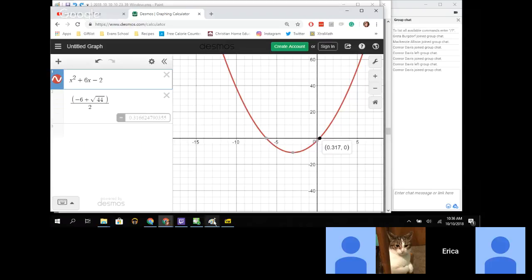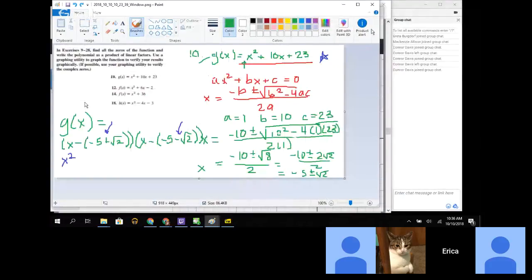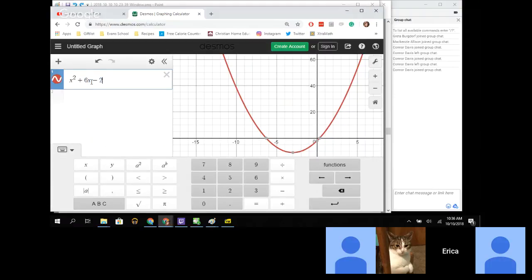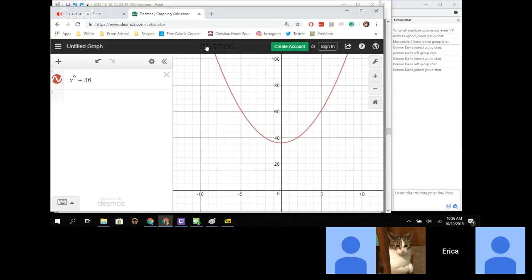All right, so now if I go to do number 14, and I'm trying to find the roots of my equation, 14 is f of x equals x squared plus 36. So if I cheat a little bit and start off by graphing it to look for my roots, what do you notice about this equation? X squared plus 36. Do I have any real roots to this equation?